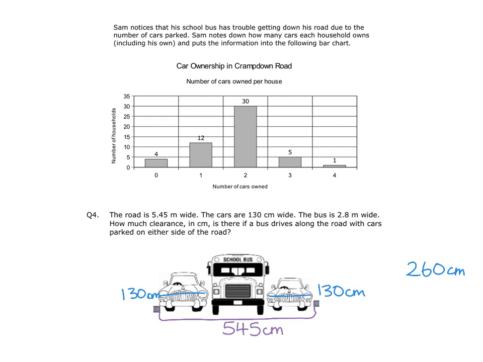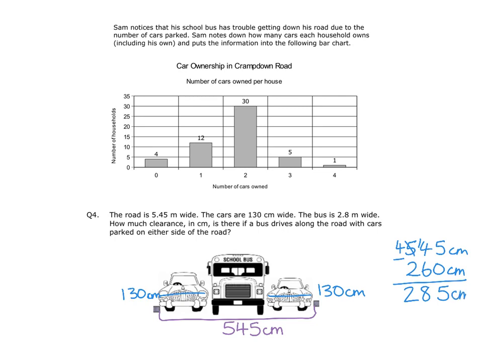by the cars. And furthermore, if I subtract that from the total distance of the road, so if we subtract 260 from 545, 4 take away 6 I can't do, so we'll decompose, and 14 take away 6 is 8, 4 take away 2 is 2.